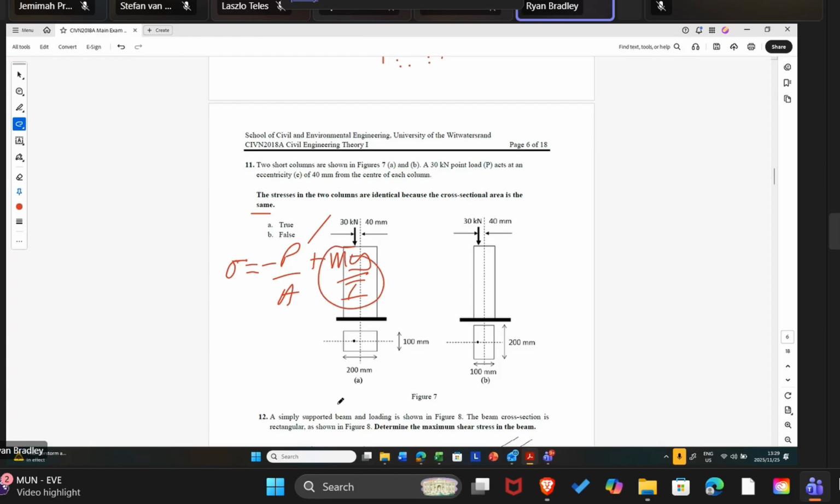But this is not the same in both columns. The moment is the same, but this parameter y over I is not the same. Right? And we know this because why do we place our beams like this and not like this when we place our beams to span distances? We place our beams like this because that maximizes the stiffness. So clearly a beam positioned like this and this will have different stresses, and the difference is coming from this y over I. Okay, so the answer here is false.